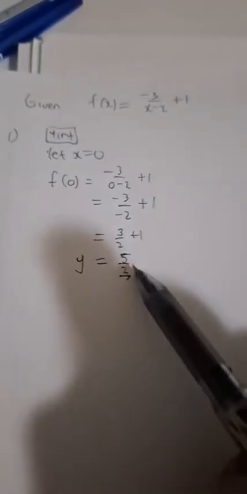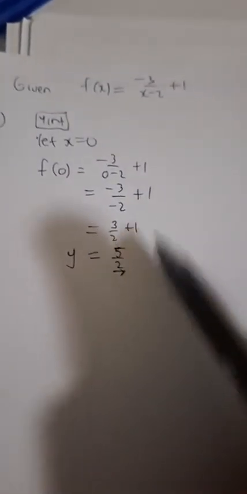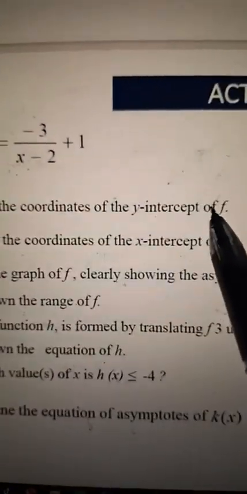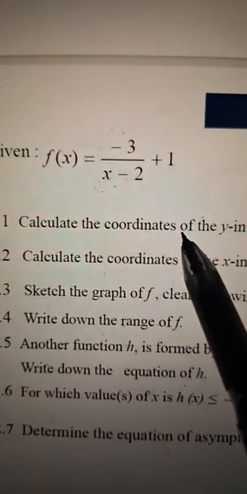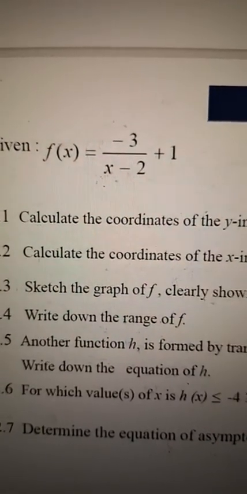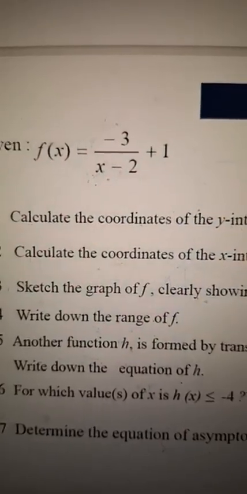So this here is our y-intercept. y is equal to 5 over 2. And remember, in the question, they don't want just the y-intercept. They want the coordinates of the y-intercept of f. Now, if they say the coordinates, take note of the wording. We need to make sure that we write down our answer in coordinate form.